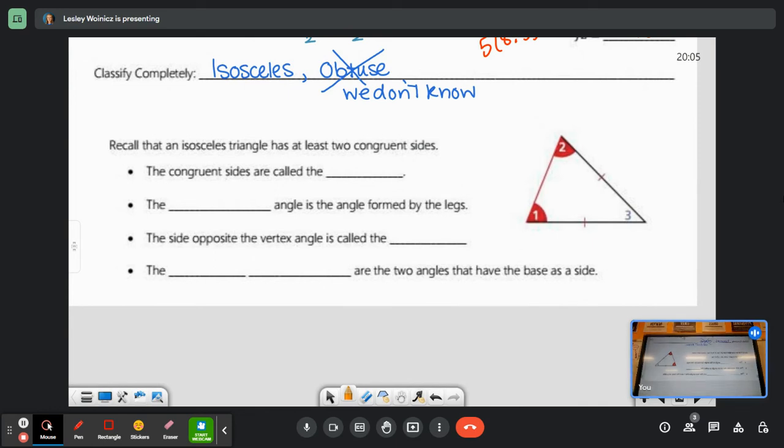Recall that an isosceles triangle has at least two congruent sides. Okay, the congruent sides are called, this is fun, the legs.